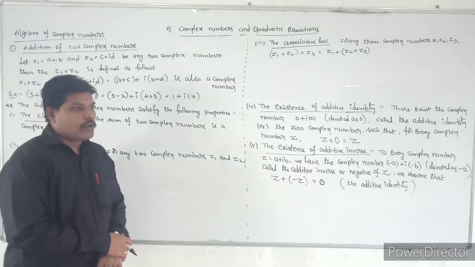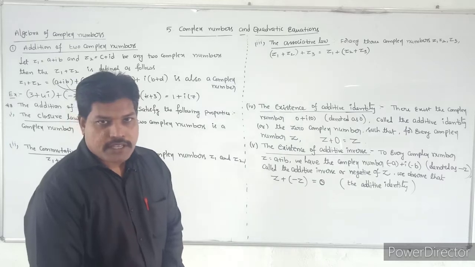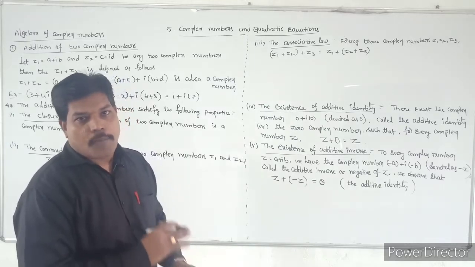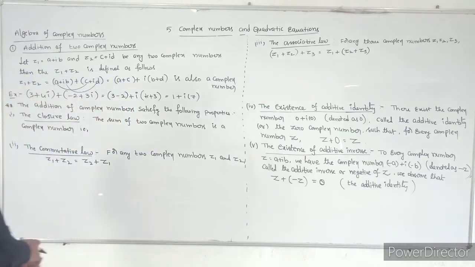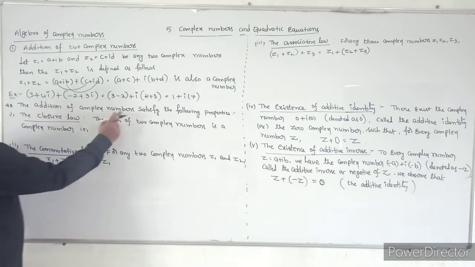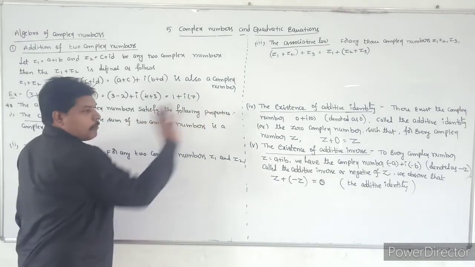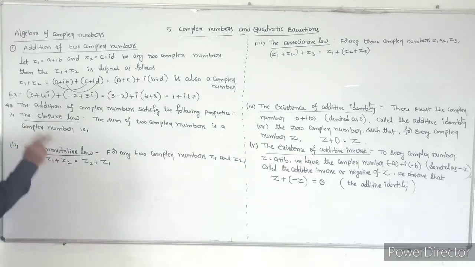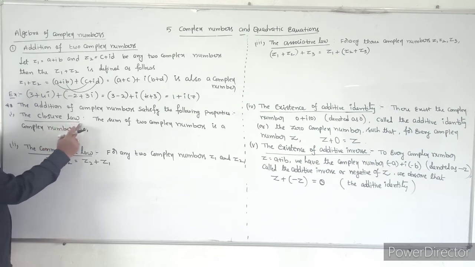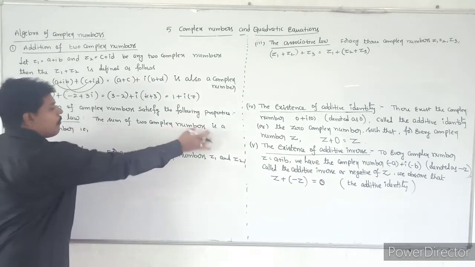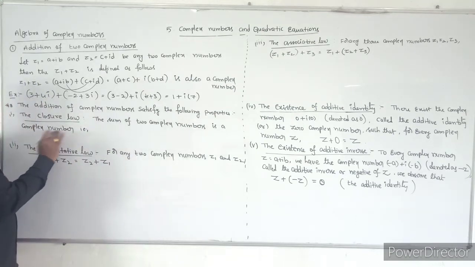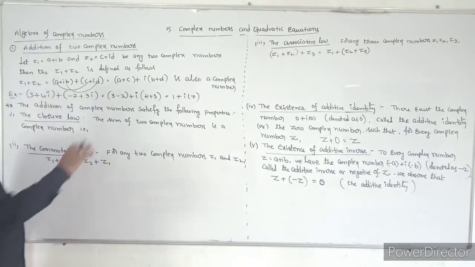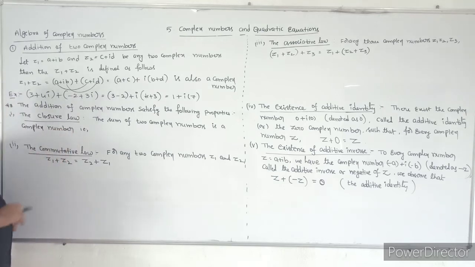Next we are going to give some properties about this addition of complex numbers. See that one here. The addition of complex numbers satisfies the following properties. The first one is the closure law. What is the meaning of the closure law? It is nothing but that the sum of two complex numbers is a complex number.